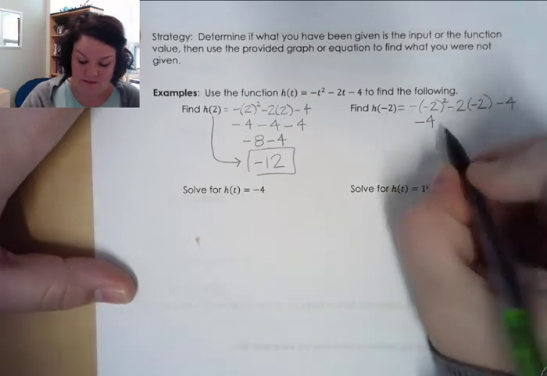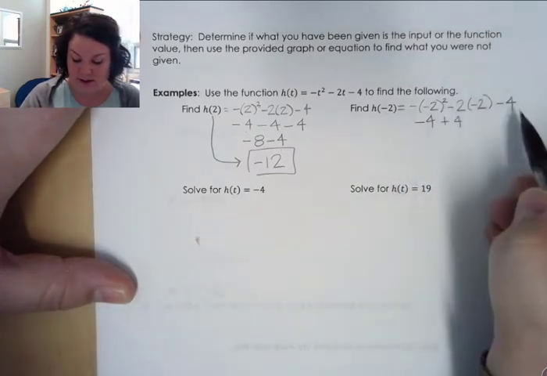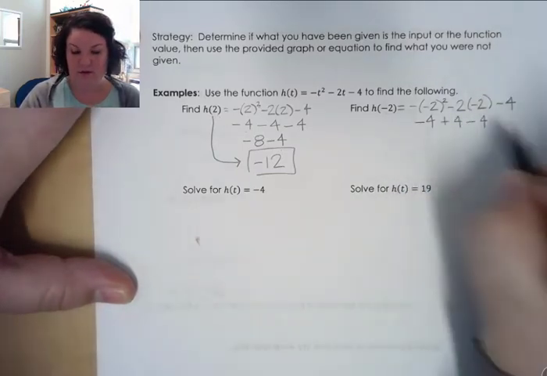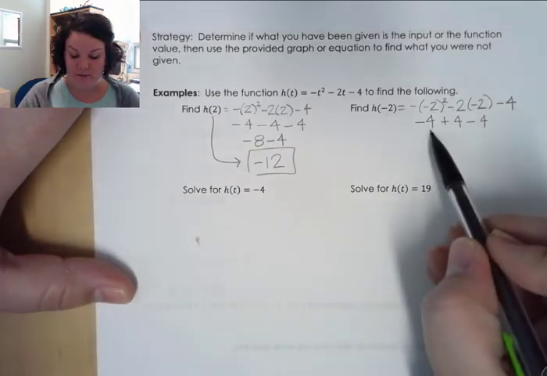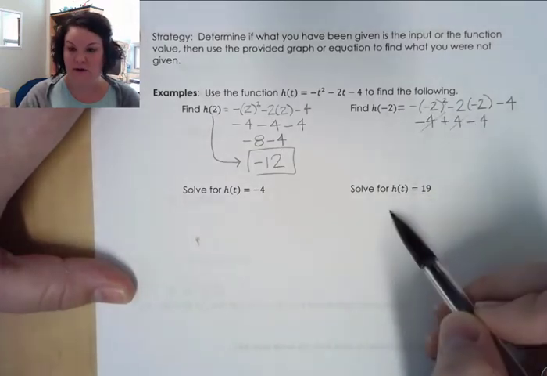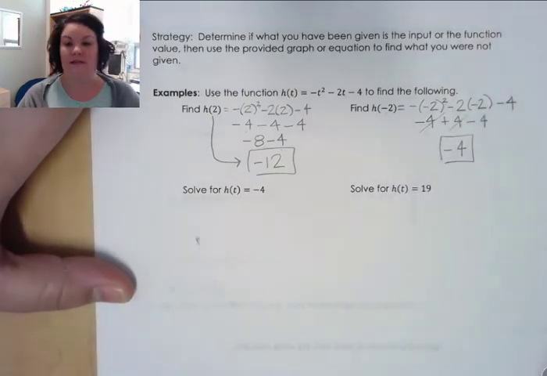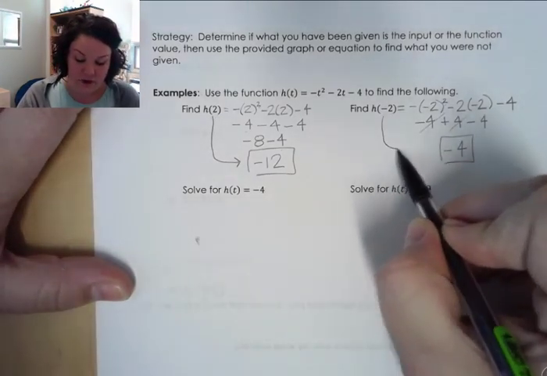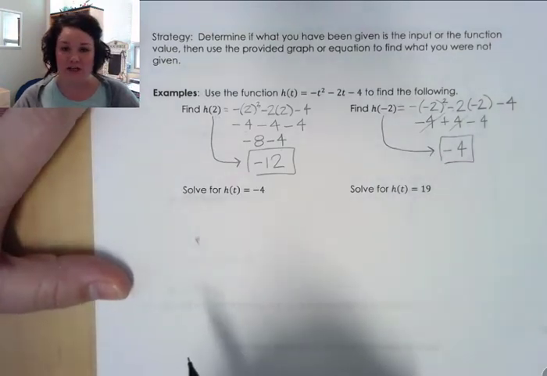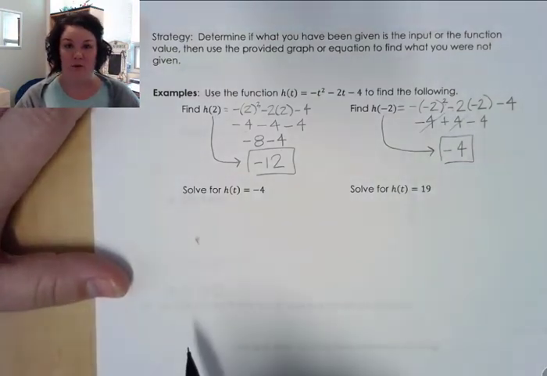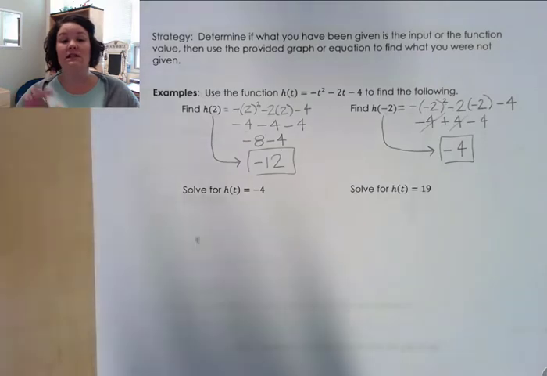Negative 2 times negative 2 is positive 4, and then we have another negative 4 out here. So negative 4 plus 4 just combines to 0, and we're left with just negative 4. So what this tells us is when we plug -2 into our h function, we end up with -4. All right, so let's look at the other option.